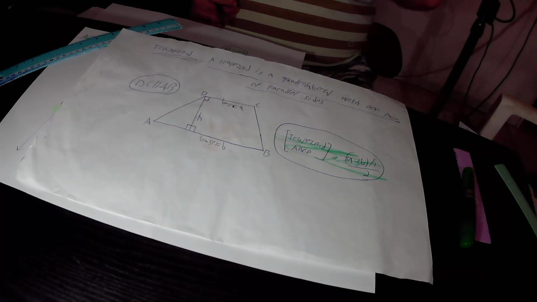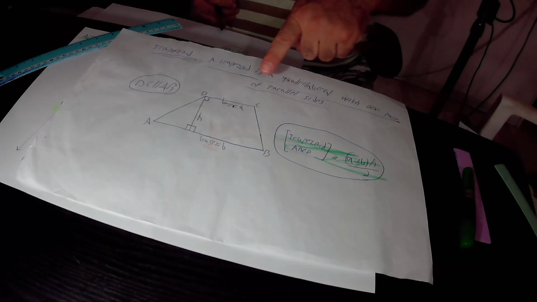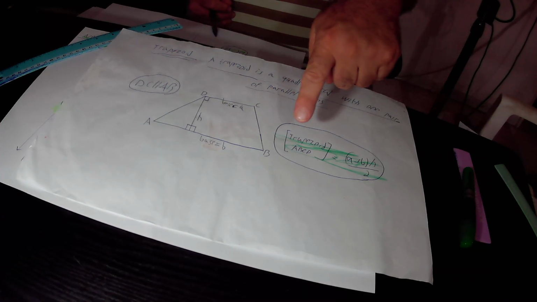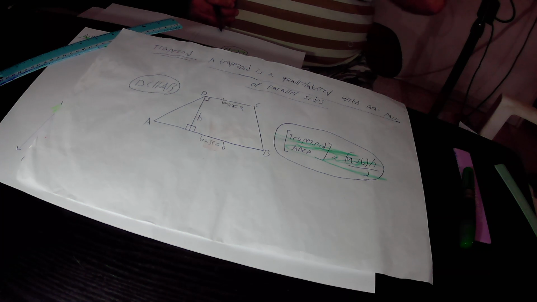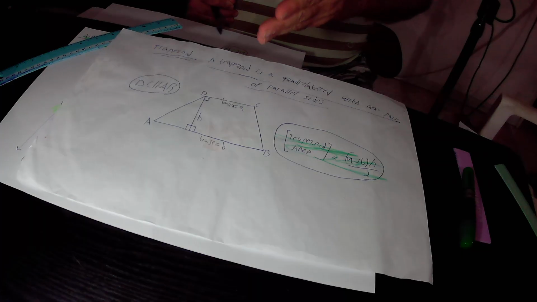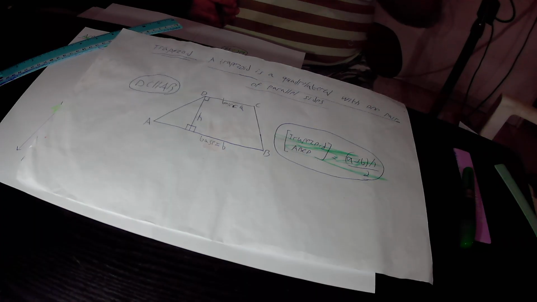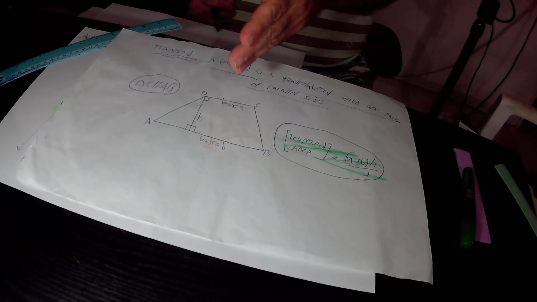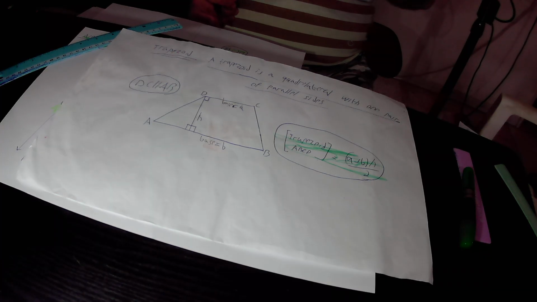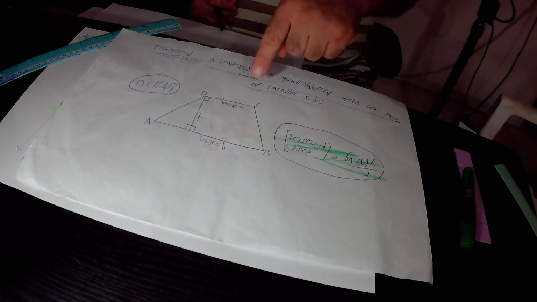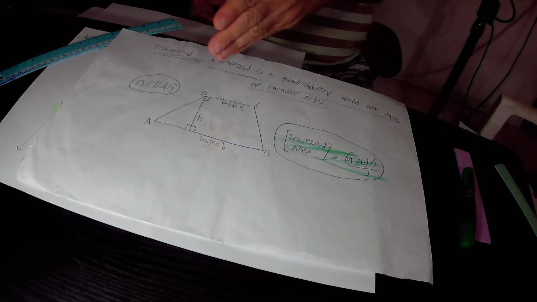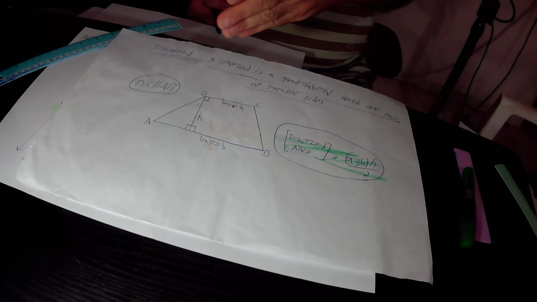So if we define the length of side DC as A and the length of side AB as B, then the area of this trapezoid ABCD equals the sum of its two parallel bases, that is A plus B, times the height H, over 2. The parallel sides are defined as the bases of this trapezoid. The height H must create 90 degrees with the two parallel bases.